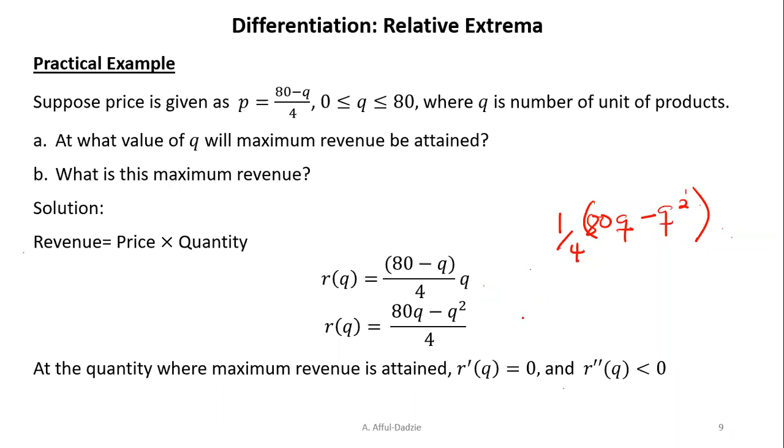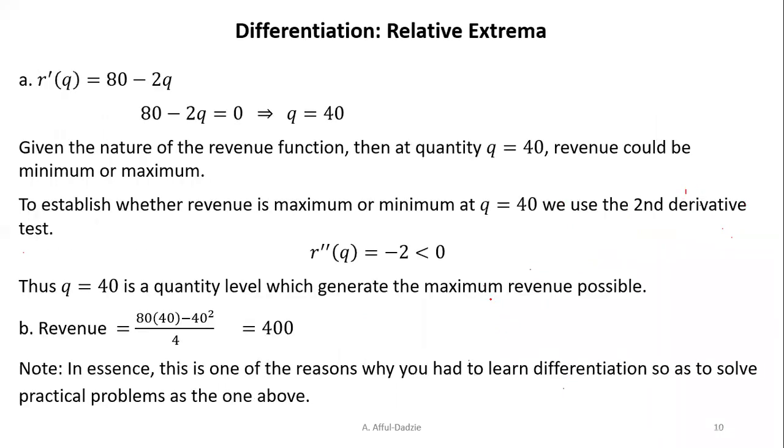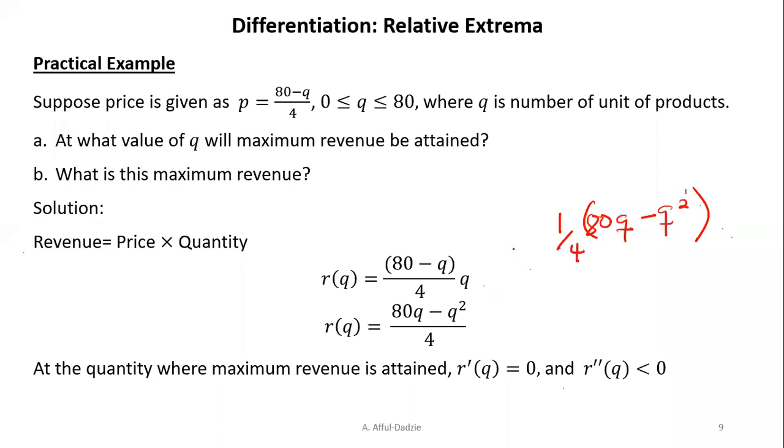Yes, David Ajoyi, please go ahead. Sir, when I did the differentiation, I didn't get 80 minus 2Q. What did you get? When you differentiate the one in the bracket, you get 80 minus 2Q, but you have to multiply with the 1 over 4. So I had 20 minus 1 over 2Q. 20 minus 1 over 2Q.